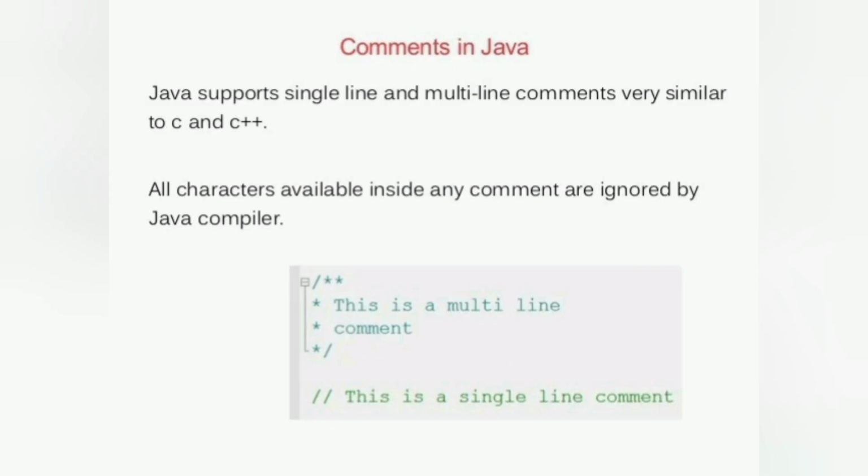Next, we'll go through the comments in Java. Java supports single line and multi-line comments very similar to C and C++. All characters available inside any comment are ignored by the Java compiler. So here you can take it as an example. This is a multi-line comment. This is a single line comment.